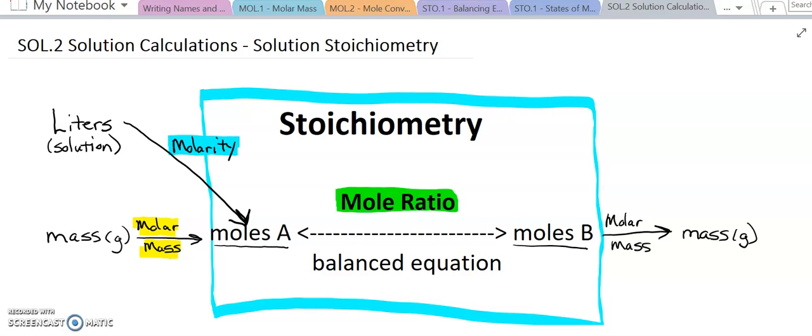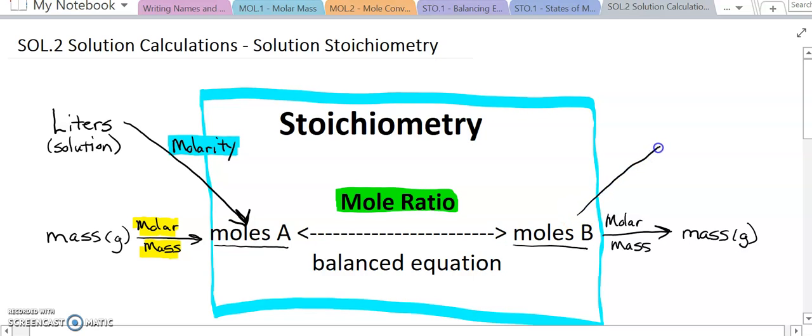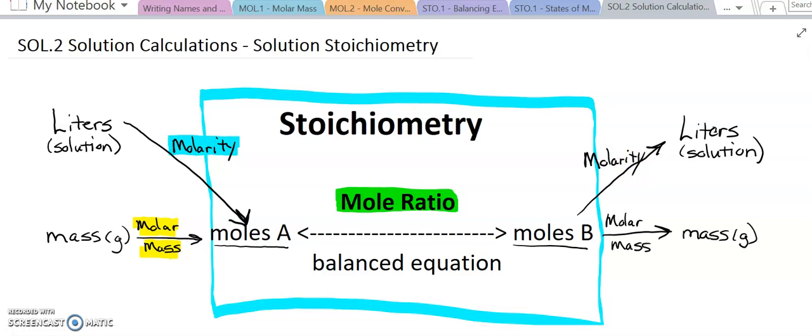Now, at the end of the problem, if I'm measuring a solution, then I may also have to go back to liters of a solution. And if I go back to liters of a solution, I would need another piece of information. I would need the molarity. So they're going to have to give you more information in a solution stoichiometry problem.